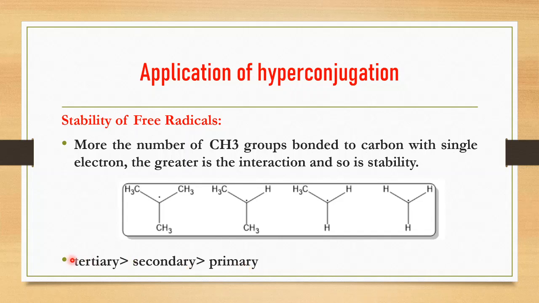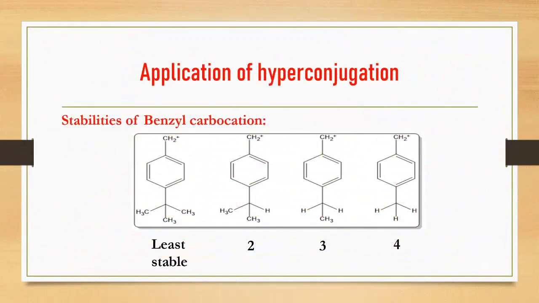So more stable is the tertiary, then is the secondary, and last will be a primary. Now let's look at how hyperconjugation helps us to explain the stability of benzyl carbocation. In this structure, you can see this part as an aromatic ring, a benzene, which is having the substituent called the benzyl ion.